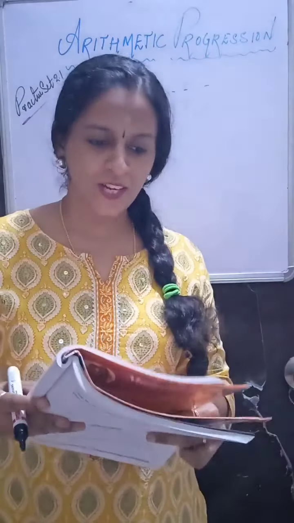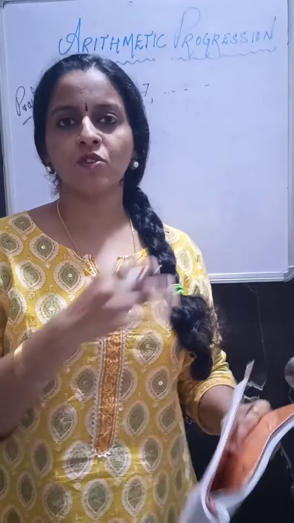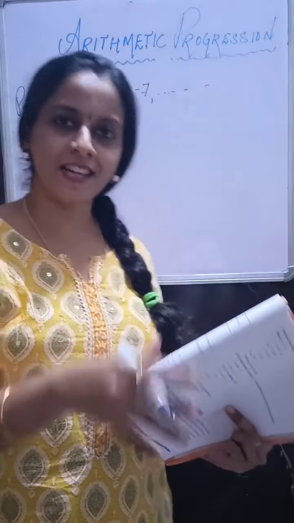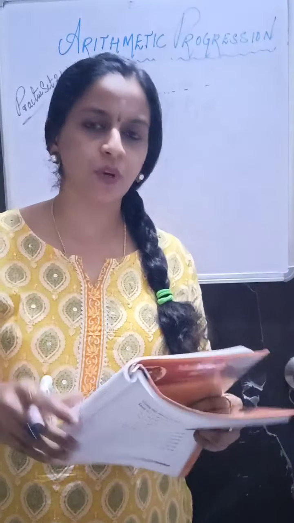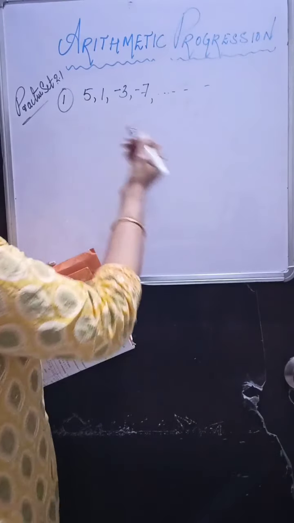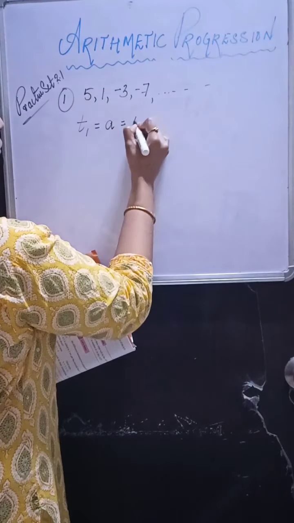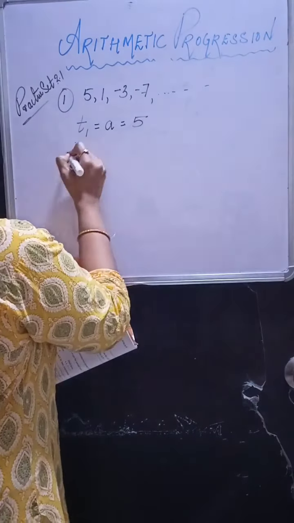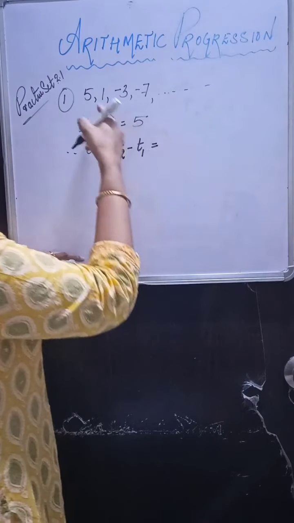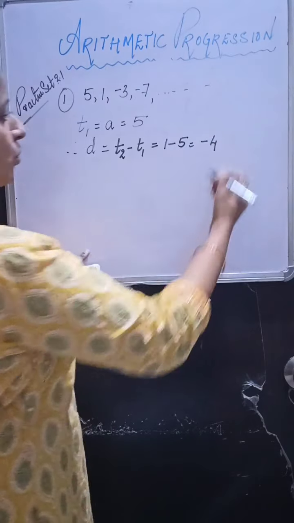This is a super easy sum. Find the first term and common difference for each of the AP. Here we need not check whether it is in AP or not. Already the sequence is in arithmetic progression. We just have to write the first term and the common difference. If this is the sequence, what will be the first term? T1 or A is equal to 5. D is equal to T2 minus T1, which is 1 minus 5, minus 4.